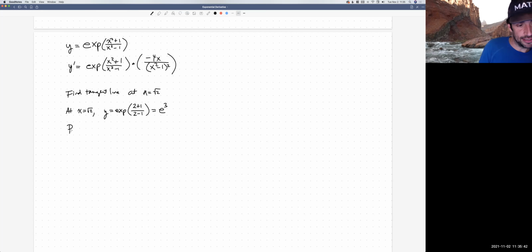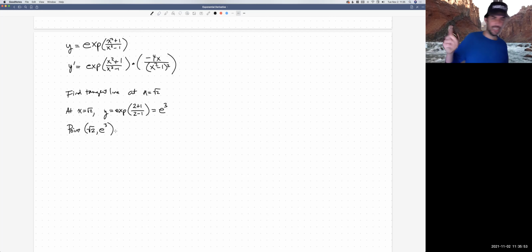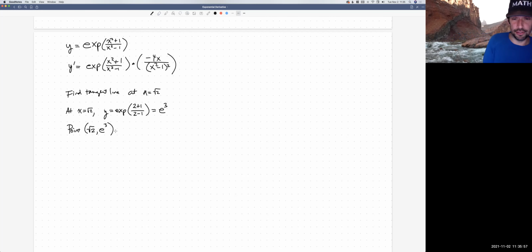So our point is root 2 comma, oops, not 3, e cubed. Let's approximate e cubed. It's between 2 cubed and 3 cubed, so it's going to be between 8 and 27. It's closer to 3, so it's going to be closer to 3 cubed. So I don't know, 24-ish, something like that.